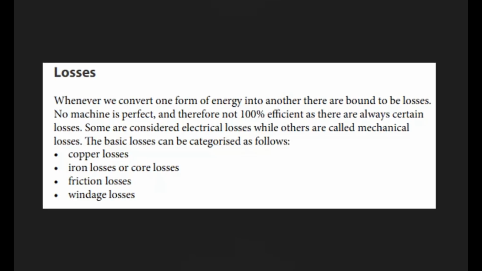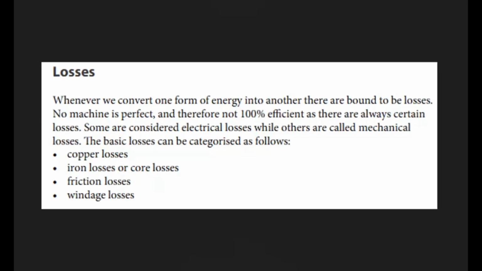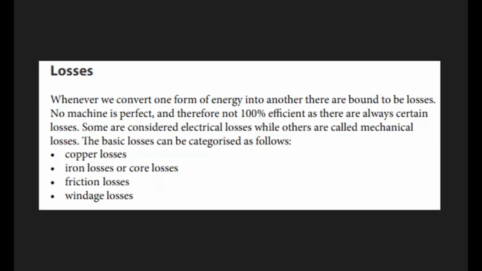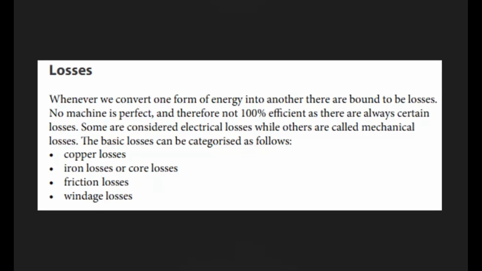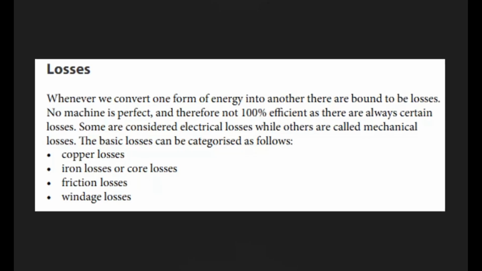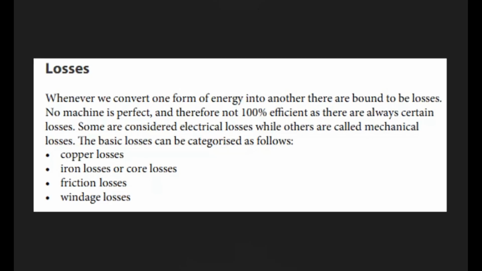The basic losses can be categorized as follows: copper losses, iron losses, core losses, friction losses, windage losses. Which two of these losses are mechanical? It is the last two, frictional losses and windage losses. Windage losses is from the word wind. So as something moves, you're going to get something called rotational loss, which is the windage losses.